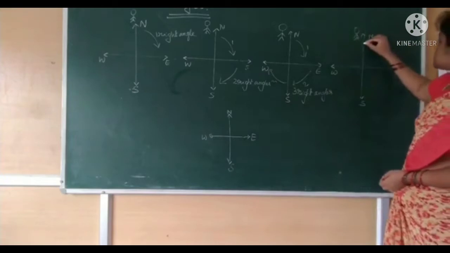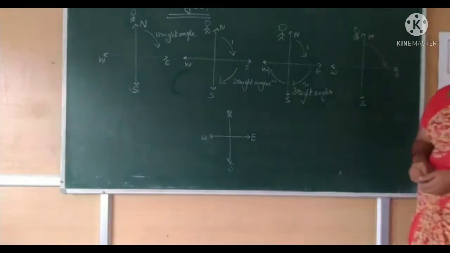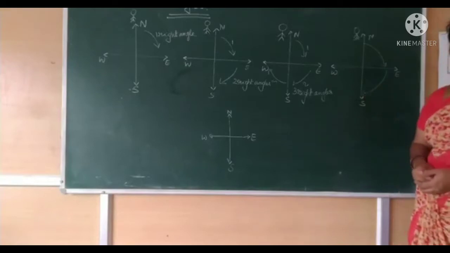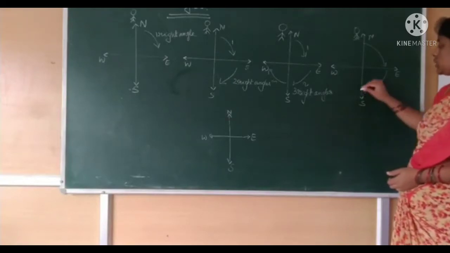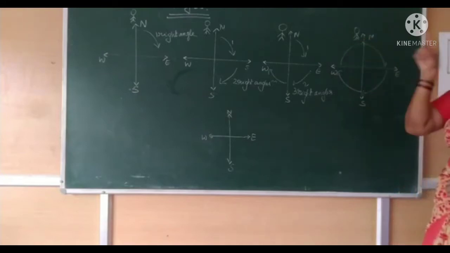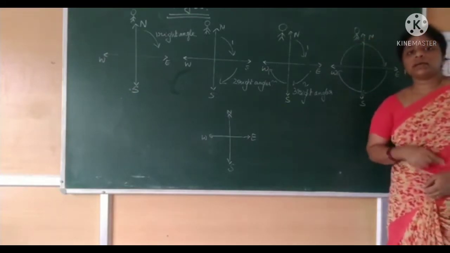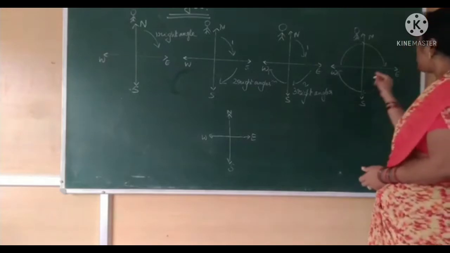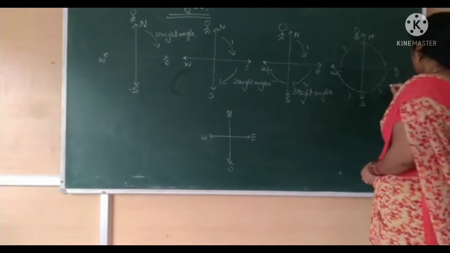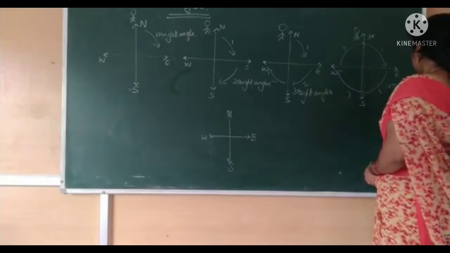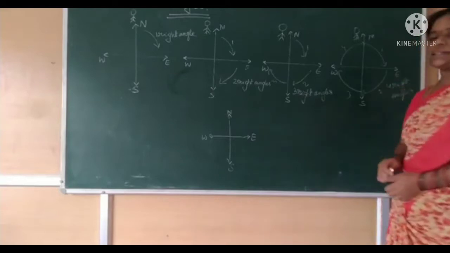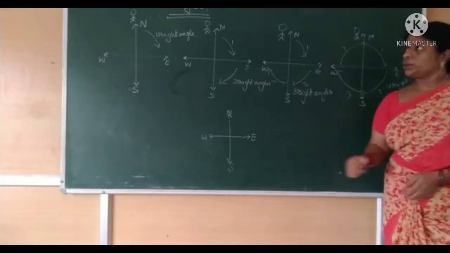Again, a person standing in north direction wants to turn clockwise to face east. Again he turns clockwise to south. Again west. Again north. That means a complete revolution. So how many right angles are formed? 1, 2, 3, 4. 4 right angles are formed.